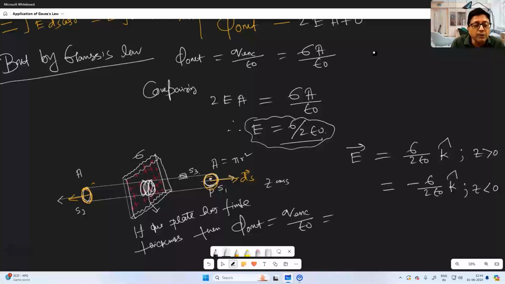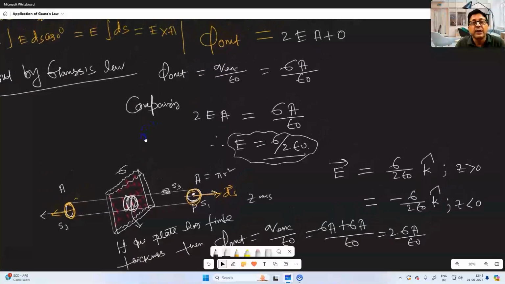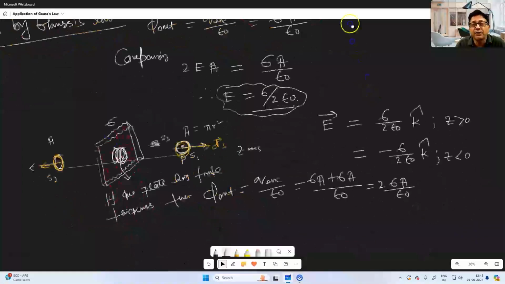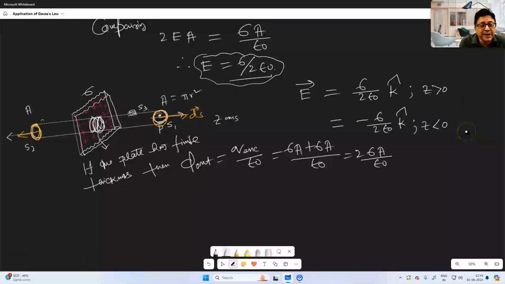Two sides of the Gaussian surface are responsible. So it will be sigma A. I mean, from this side if you see, it appears as sigma A. From the other side if you see, it appears as sigma A. This sigma is different from the previous ones. So it will be sigma A plus sigma A by E0, that is 2 sigma A by E0. Clear? But phi out, theoretically, what?